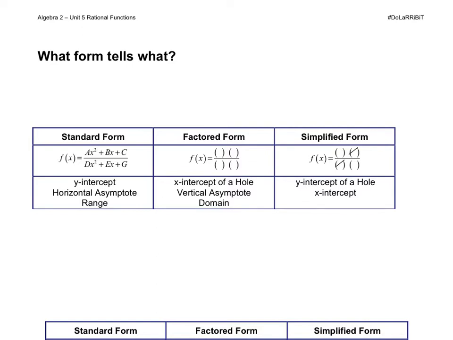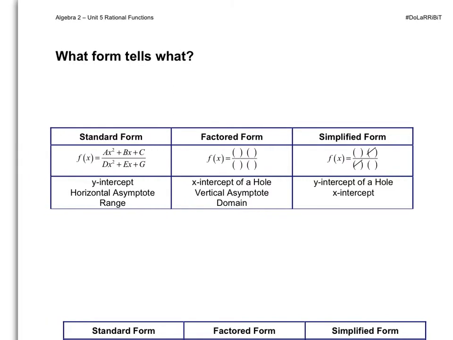So what else do we need to find? We need to find the vertical asymptote, we need to find the x-intercept, we need to find the y-intercept, and we need to find the hole of the function. Now in order to do that, you have to factor the top of the fraction and the bottom of the fraction. So let's go ahead and start with that.